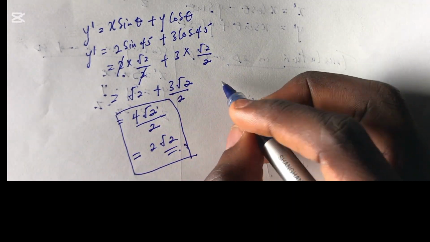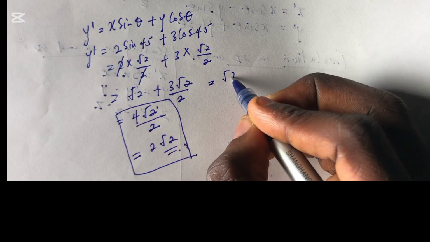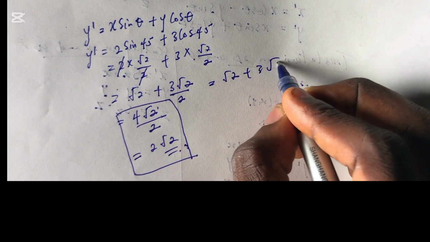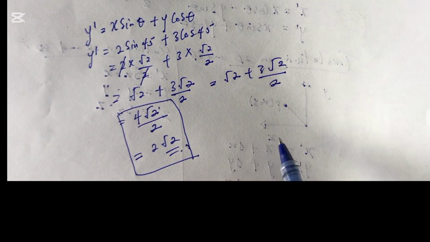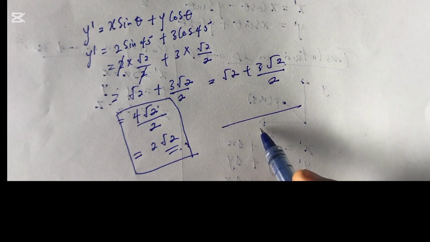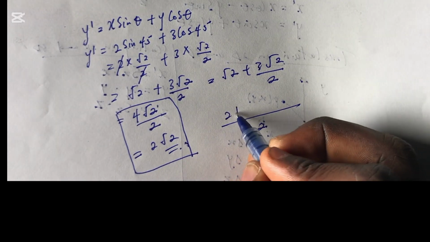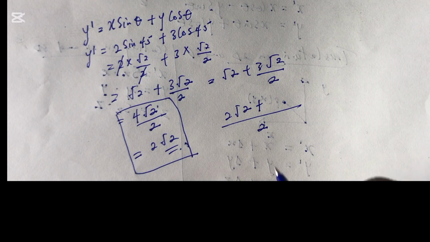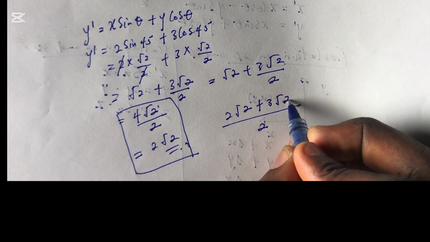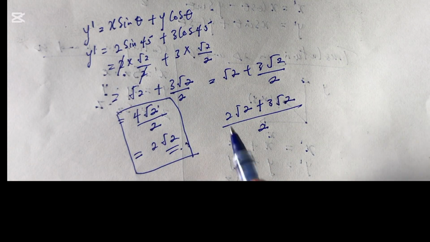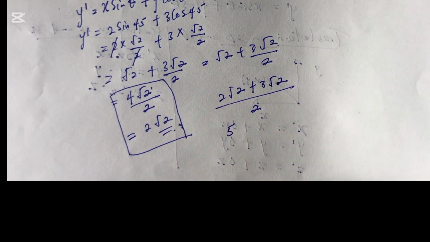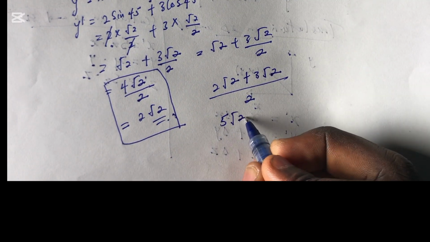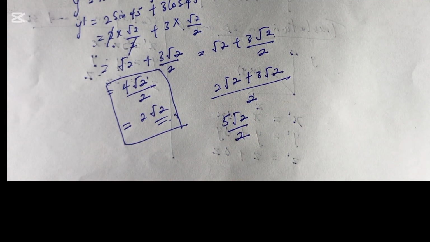So we're going to say this will be root 2 plus 3 root 2 over 2. My LCM is 2, then I'll make 2 root 2 plus 3 root 2, which gives 5 root 2 over 2.